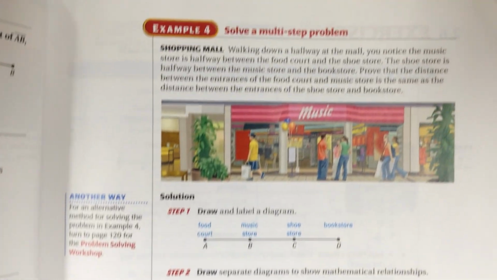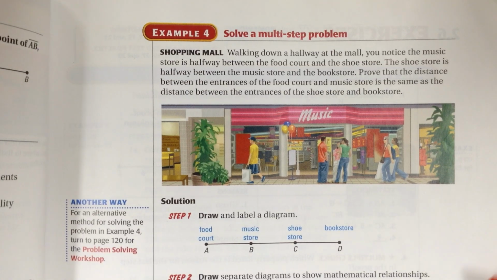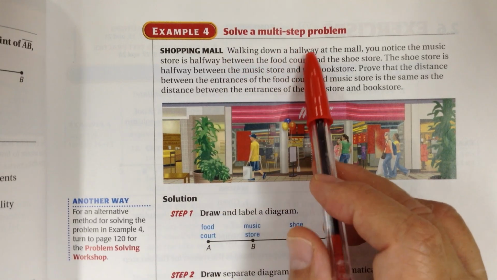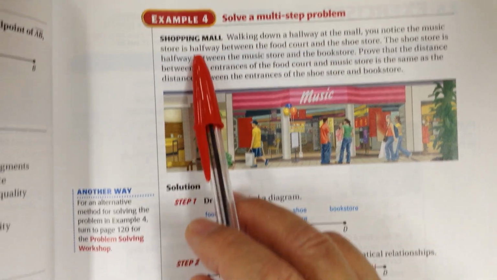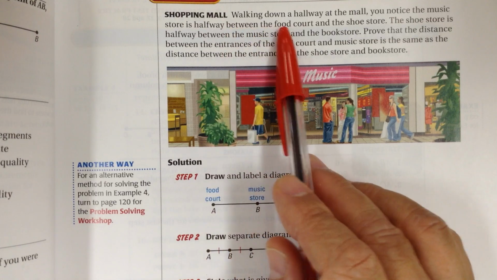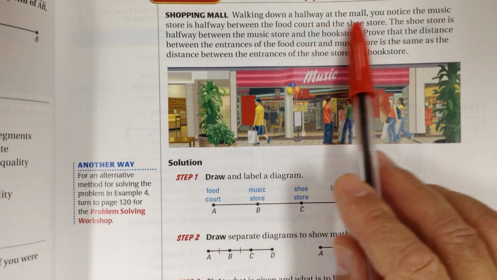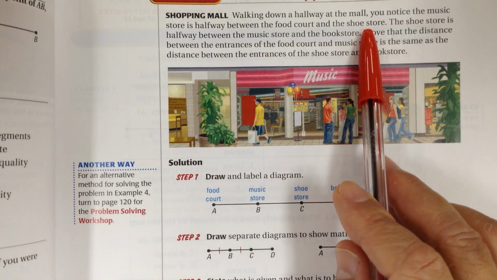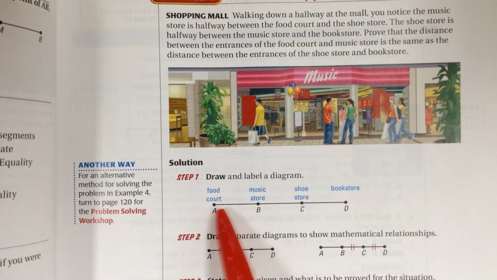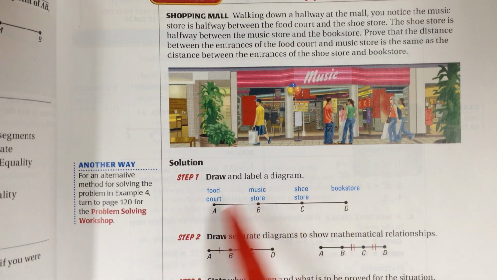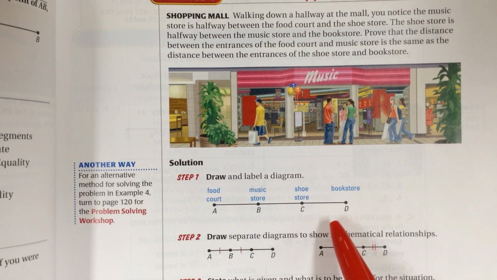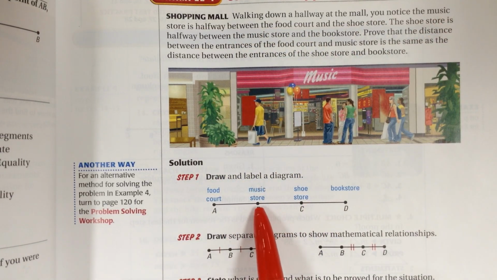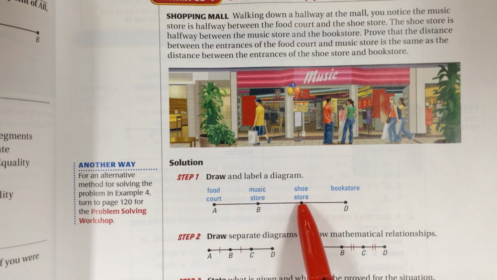Okay. Let's go to page 115 and example 4. Solve a multi-step problem. Okay. So shopping mall. Walking down a hallway at the mall, you notice the music store is halfway between the food court and the shoe store. Okay, so again, you see over here, you start to draw pictures. So over here, the music store is halfway between the food court and the shoe store.